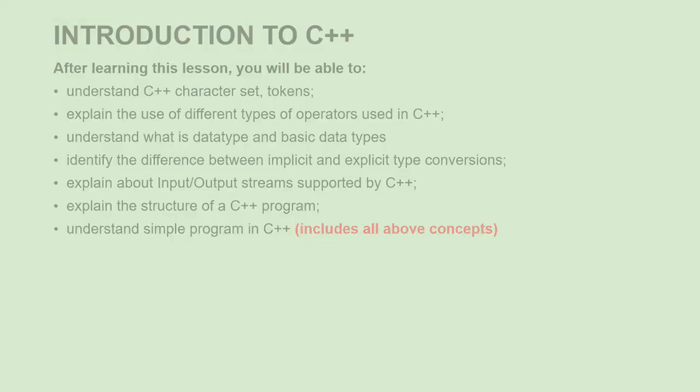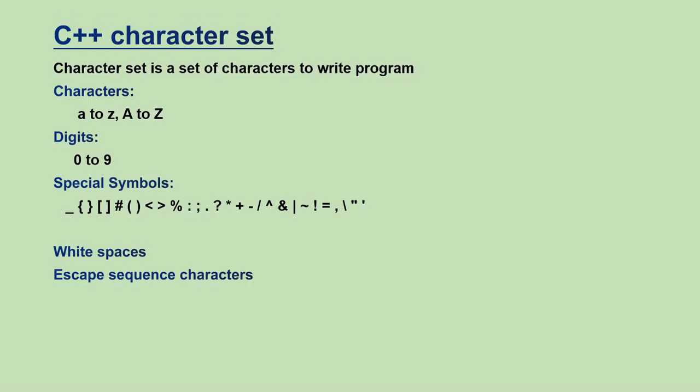First one, let us start with character sets in C++. Now what is a character set in C++? For example, take the English language. The characters which are allowed in the English language are nothing but the set of characters for the English language. In this way, the characters which are permitted in C++ are nothing but the characters present in the character set.